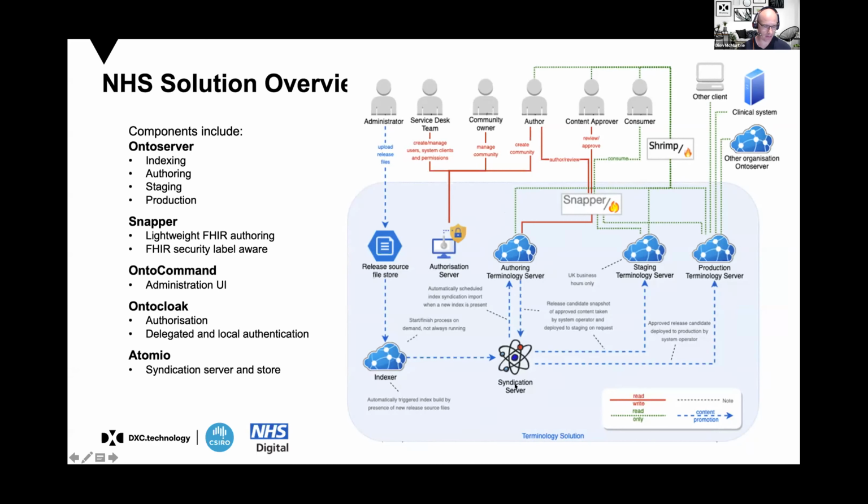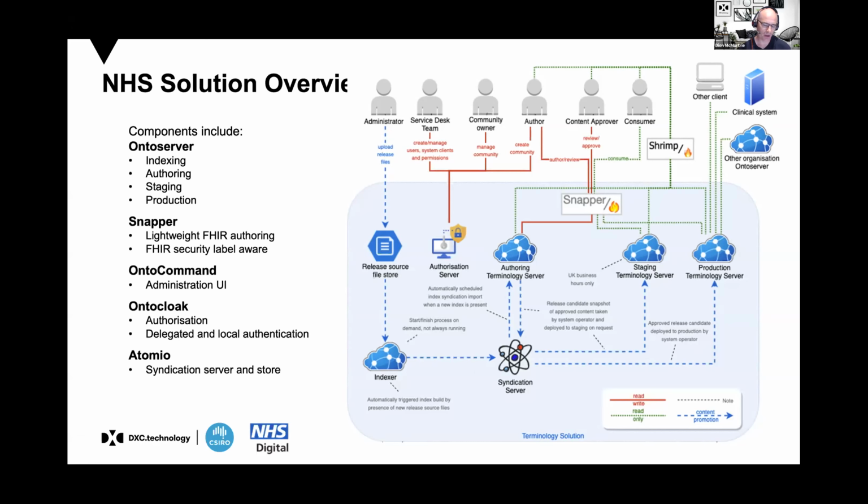This syndication server, which is at Tomio, is being used to both pull in new indexes of SNOMED CT UK, as well as to take release candidate snapshots of content out of the authoring server so they can be statically deployed across to the staging server. Once they're happy with that content, it can be deployed to production. And in fact, there's 2 production servers. One is being used as a general purpose server, and the other for a smaller cohort of users to guarantee quality of service for them for connection of runtime applications.